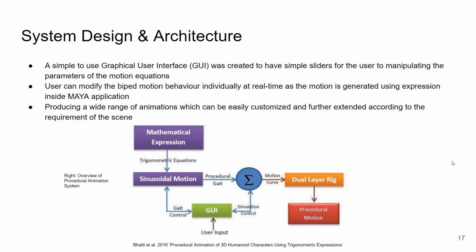Bhatti et al. 2016 paper also included a simple GUI interface. It was created to have simple sliders for the users to manipulate the parameters of the motion equations. Users can modify the biped motion behavior individually in real time as the motion is generated using expressions inside the Maya application, which we mentioned earlier, producing a wider range of animations which can be easily customized and further extended according to the requirement of the scene. Below is an overview of the procedural animation system.